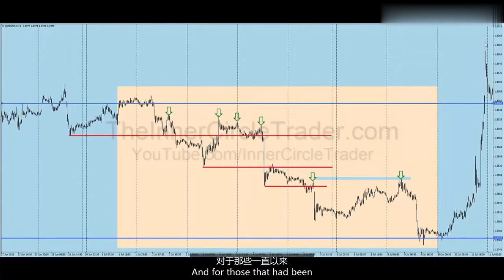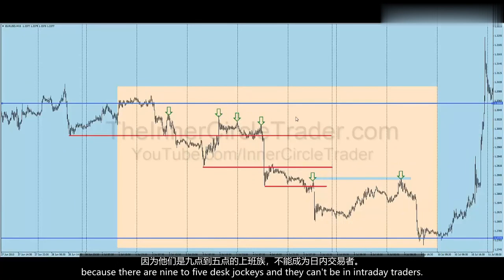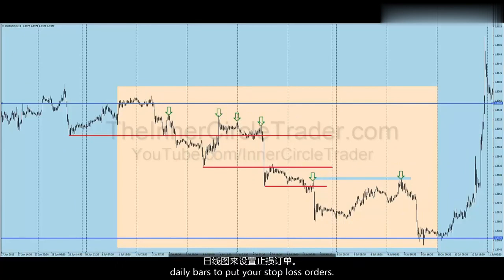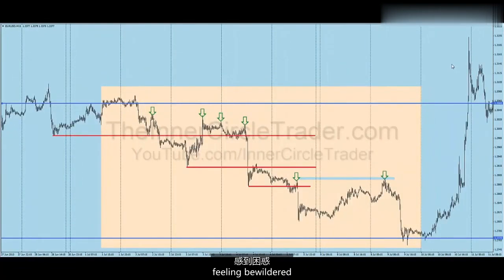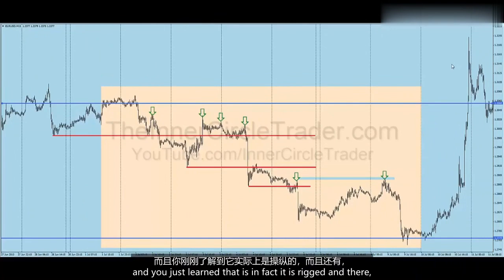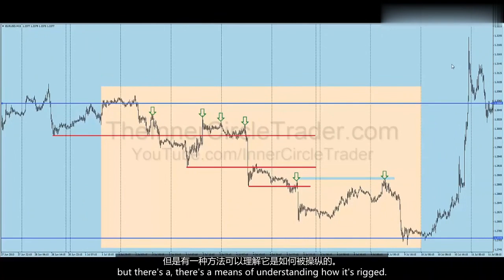And for those that had been using these points here and trade on a daily time frame, because they are 9 to 5 desk jockeys and they can't be intraday traders, so they use daily bars to put their stop loss orders, those guys are crushed as well and left feeling bewildered and like the game is rigged. And you just learned that it is, in fact, rigged. But there's a means of understanding how it's rigged.